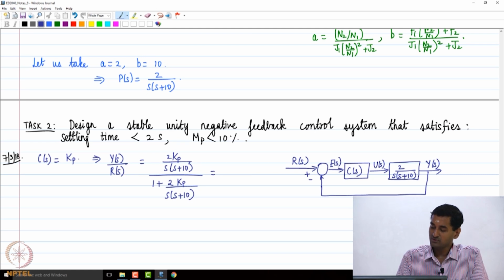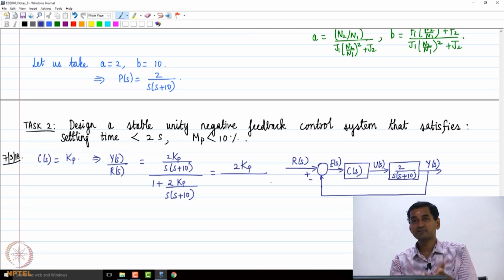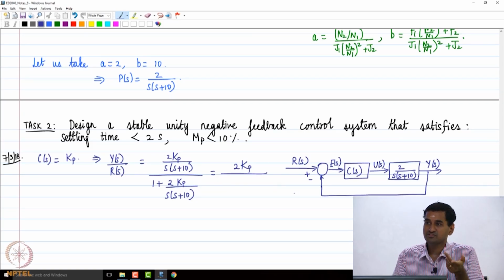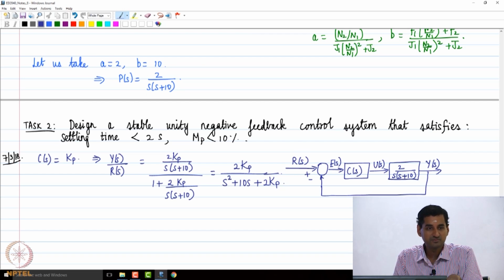I'm sure by now we are familiar with how to calculate this. This is G of s divided by 1 plus G of s H of s. H of s is unity, and G of s is C of s times P of s. So consequently, the closed loop transfer function becomes 2 Kp divided by s squared plus 10s plus 2 Kp. Now, what values of Kp do you think would make the closed loop system stable?